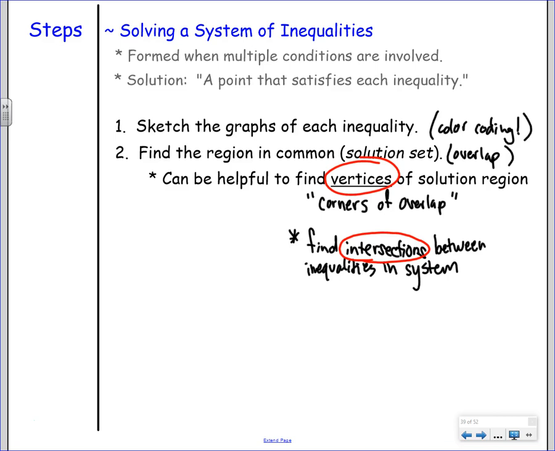So that's basically the newest thing, expanded on from Algebra 1. We're not just doing lines anymore, not just linear inequalities. It could be other inequalities also.